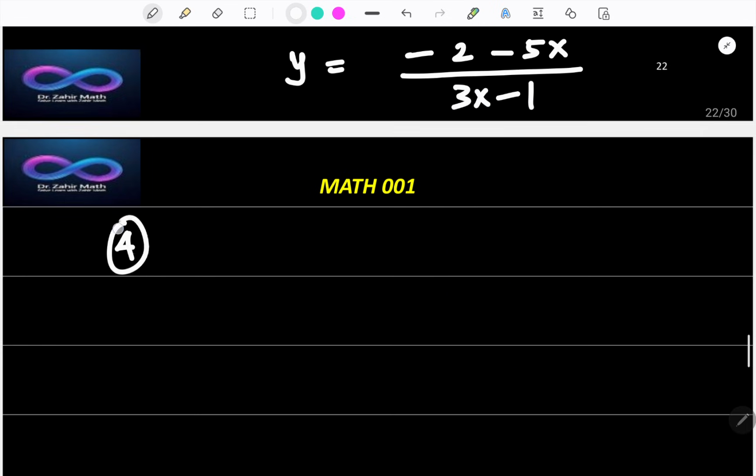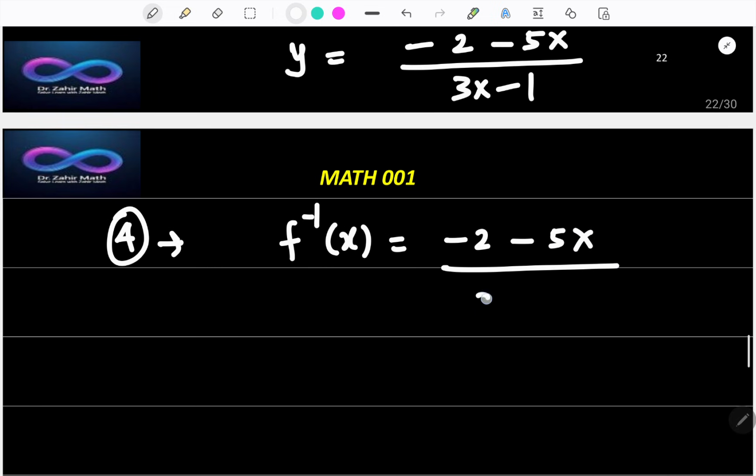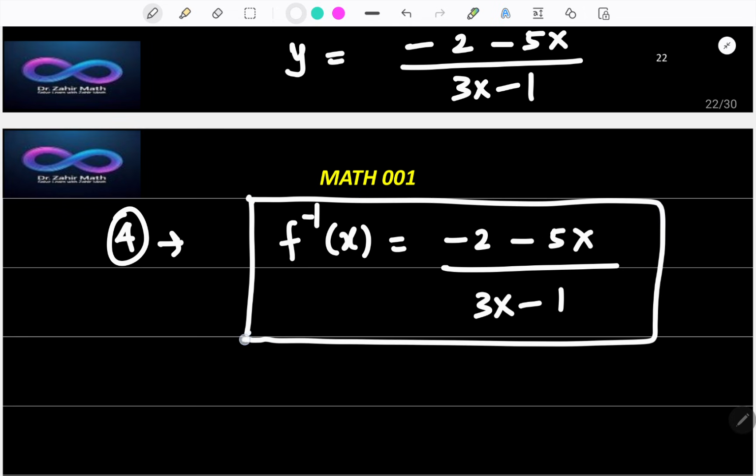So what is step number 4? Step number 4 is put y is equal to what? f inverse of x is minus 2 minus 5x divided by 3x minus 1. So this is your f inverse of x. Clear everybody? Clear all of you?